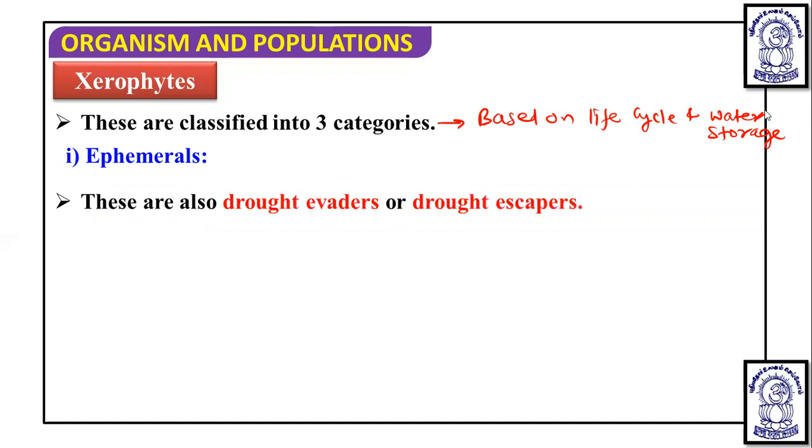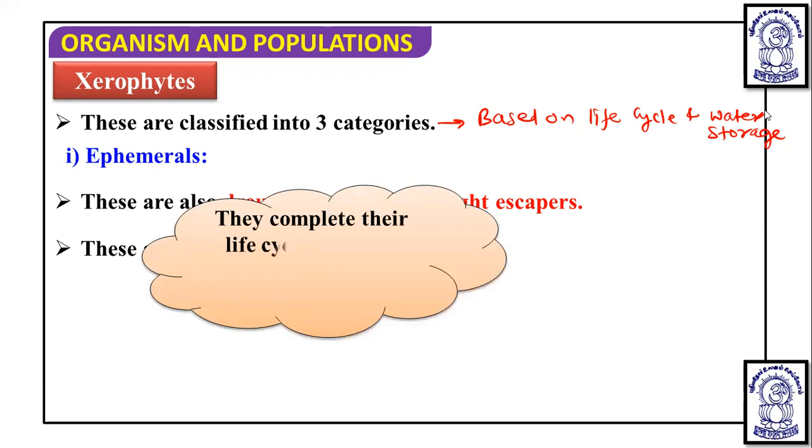If we talk about ephemerals, these are also known as drought evaders or drought escapers. Ephemerals mean short-lived. So these are mostly found in dry zones, and they escape this dry zone. They complete their life cycle in a very short period, that is 6 to 8 weeks. With the brief lifespan, they escape the dry season by disappearing and leaving their seeds.